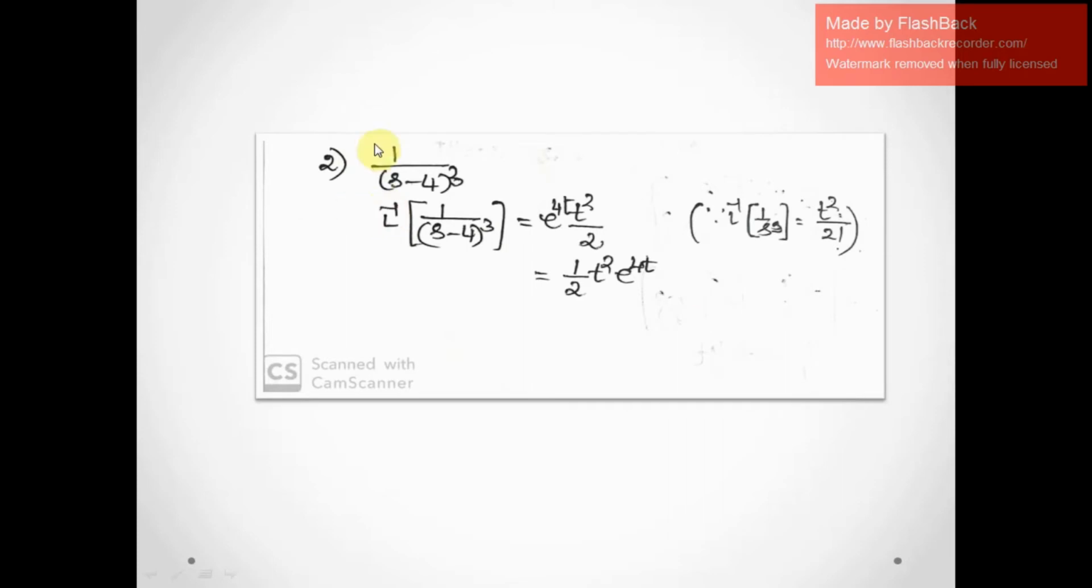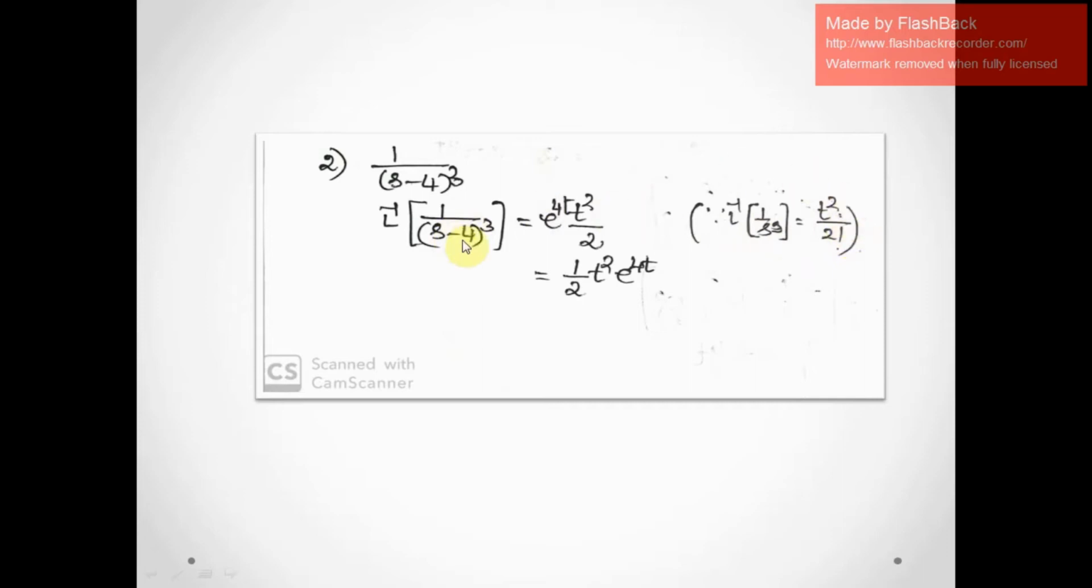We'll move on to the second problem. The function to find the inverse Laplace transform is 1 by s minus 4 whole cube. This is cube here. So L inverse of 1 by s minus 4 whole cube. Now again, this would have looked like 1 by s cube except for this minus 4. If it is 1 by s cube, then by formula, that is t power 1 less than this, that is t square, divided by the same factorial. So L inverse of 1 by s cube is t square by 2 factorial.